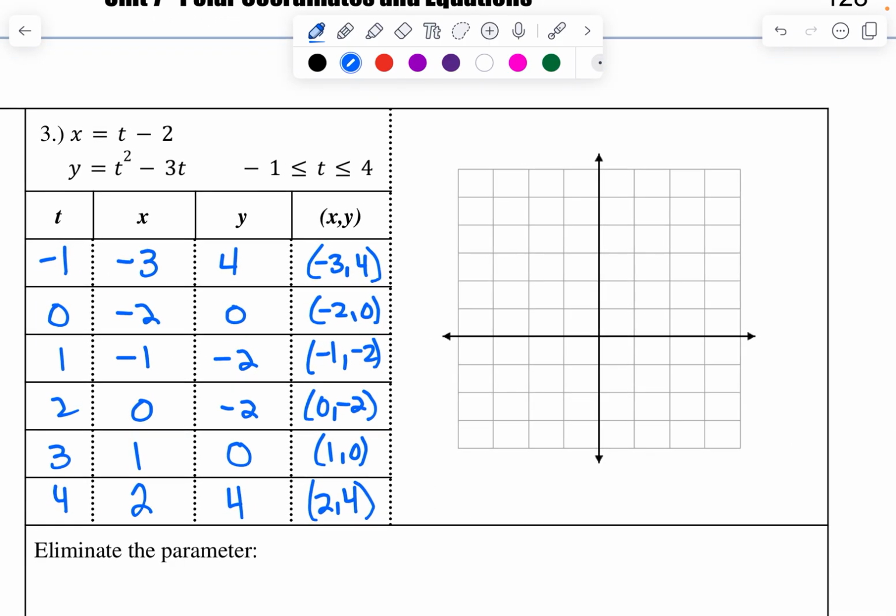So -3 is up at 4, -2, 0, -1, -2, 0, -2, 1, 0, and 2, 4. So if we connect those with our nice smooth curve, there we go. So we moved along this pathway here is how we were moving.